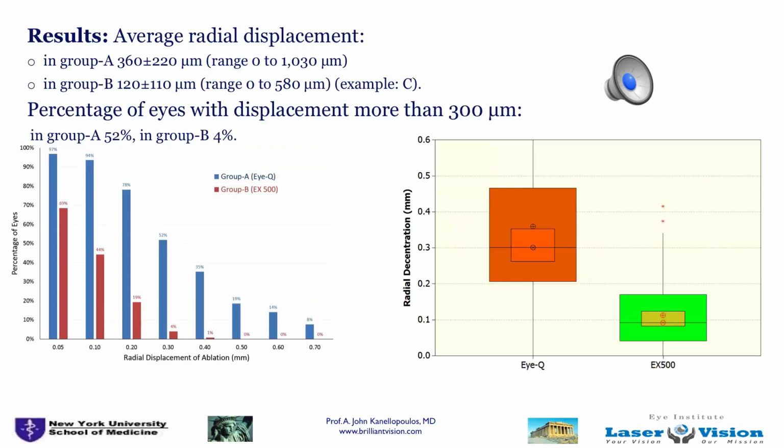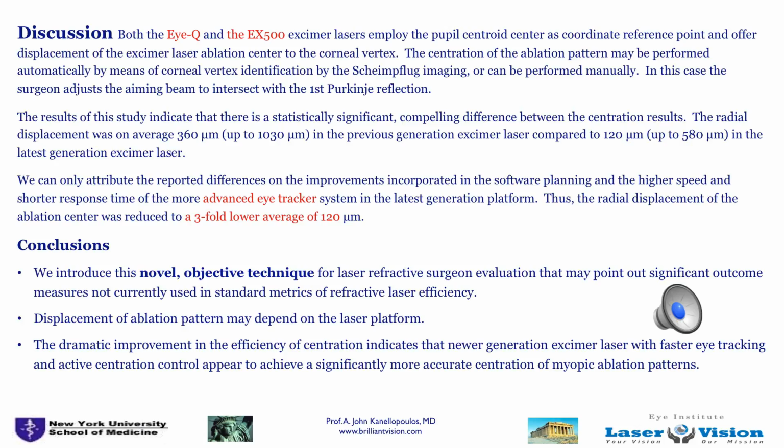in each laser, and also in box plots on the right side, these data are also summarized and illustrated in a different way. Now we should note here that it has been shown that displacements anywhere over 200 microns of an excimer ablation will create significant coma. Both lasers were able to employ the pupil centroid center in order to treat and center their ablations.